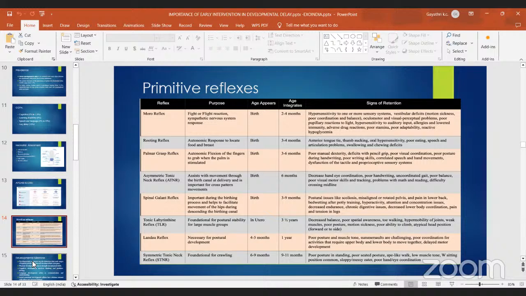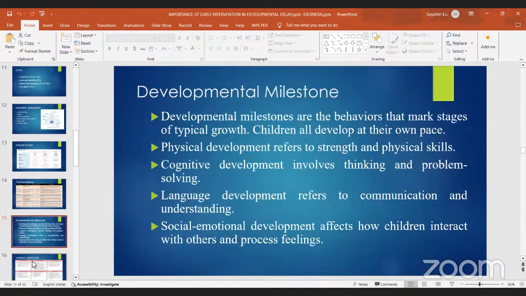Next is the STNR, that is the symmetrical tonic neck reflex. It will start by the 6th to 9th month, and it will disappear at the 9th to 11th month. It is important for standing balance and posture, and for walking also. If it does not disappear, it will result in W sitting position of the baby, poor hand-eye coordination, and airplane walks. Next, we can go on with the developmental milestones.